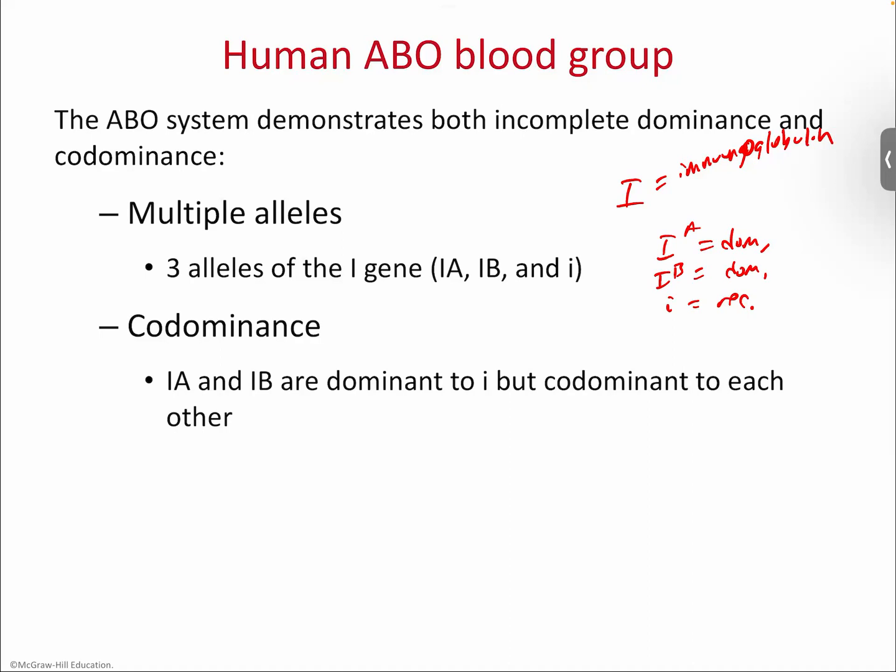Now, when you have A and B together, they are codominant. So they're dominant to i, but codominant to each other. That's what this is saying. So they behave as a true dominant. They're not an incomplete dominant because when you put them with the recessive, you don't see the recessive at all. So let's take a look at this.